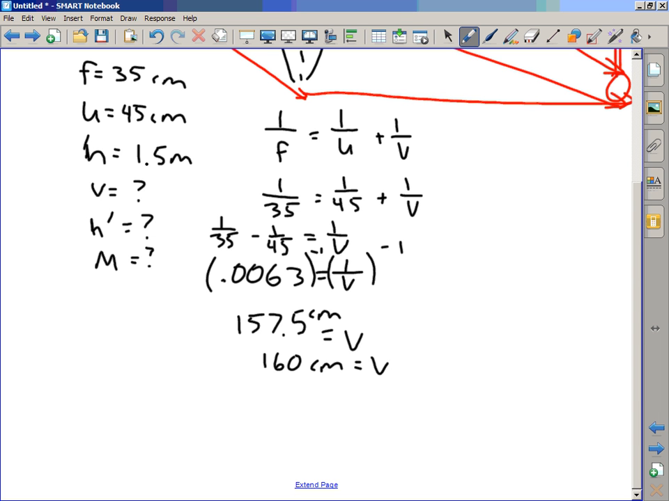Okay? Now, this is so far so good. This is what I expect. It is a positive number for the image distance. That's what I said we wanted because of our picture, right? So our picture is currently confirming our math. So far we're good.